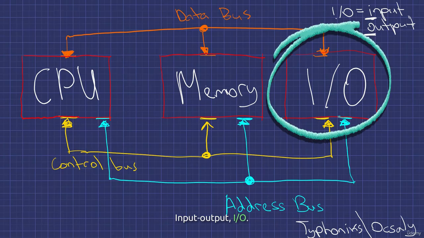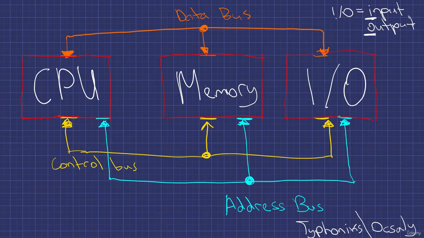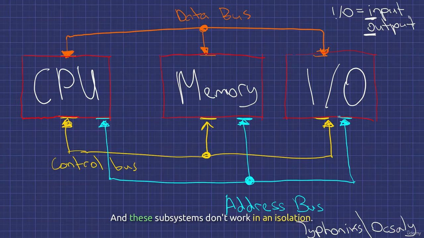Input-output, I/O. The input-output subsystem allows the computer to interact with the outside world. This includes everything from your keyboard and monitor to mass storage devices like hard drives, USBs, and even network interfaces. Whenever a program needs to load a file, display a result, or connect to the internet, it is the input-output system doing the work.